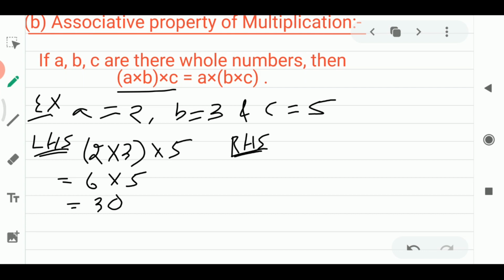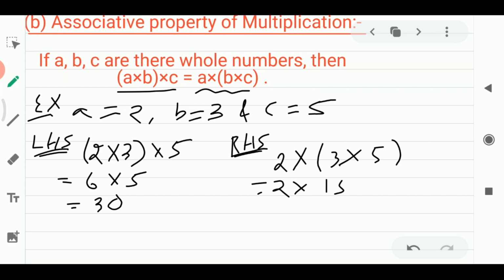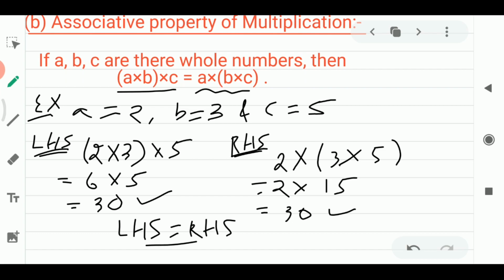Here RHS is A into B into C. So A means 2 into B, B is bracket 3 into C means 5. Now 2 into 3 5s are 15, now 15 2s are 30. In the LHS we get 30, in the RHS also we get 30. So here LHS is equal to RHS. Understood? Then come to next.